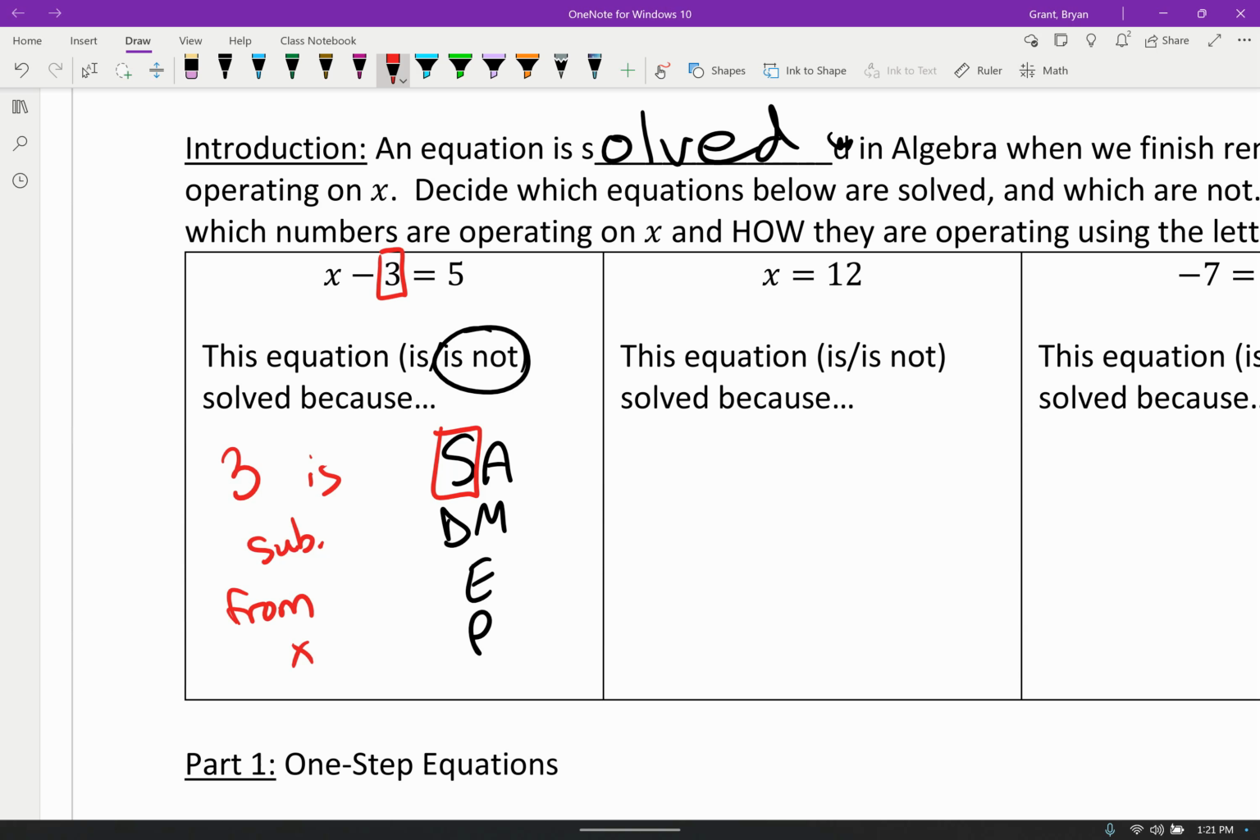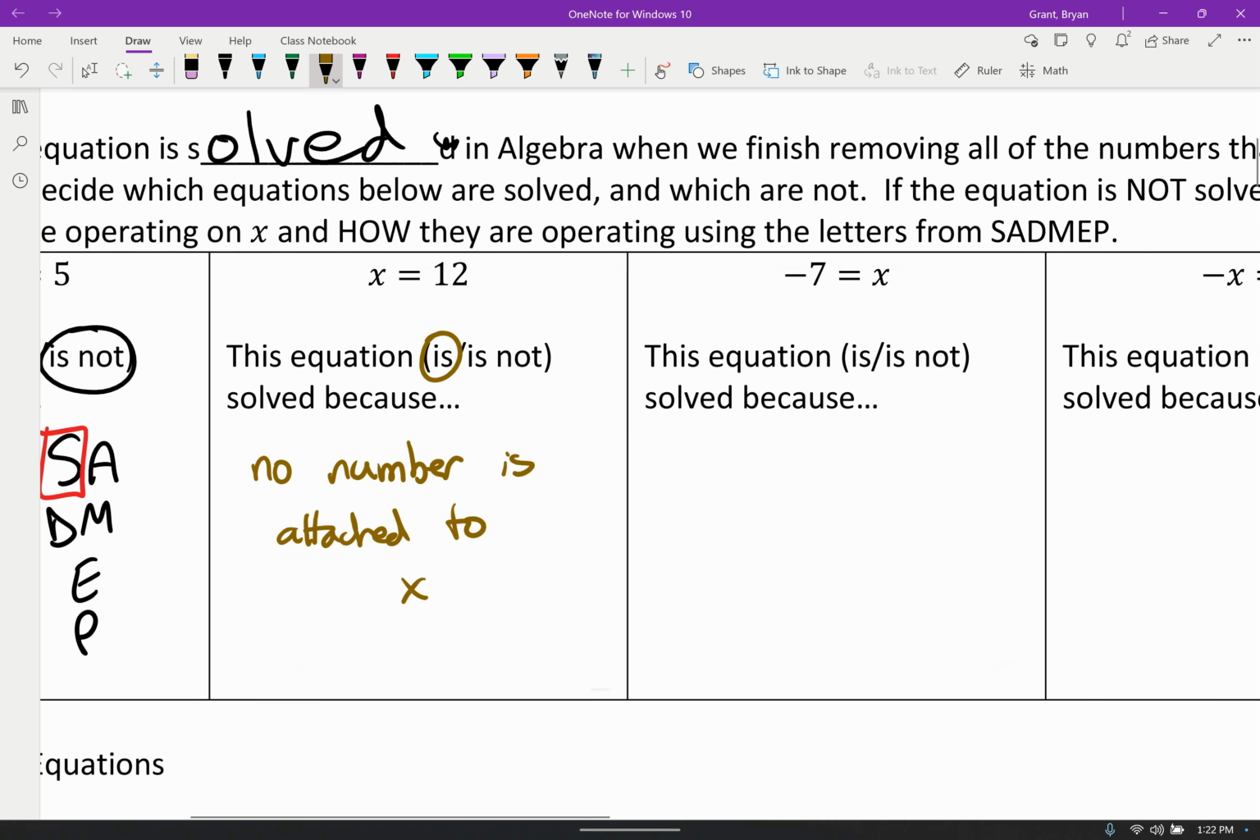All right, but if we look at this second one, it says x equals 12. Well, this equation is solved. We are done. We don't need to do anything more because there's no numbers attached to x. Now, you might say, well, wait, there's a 1 attached because there is always an invisible 1 that's multiplying. But if there's just an invisible 1 multiplying or even an invisible 0 adding, that doesn't change our answer, right? This is solved because no number is attached to x besides 1 or 0.